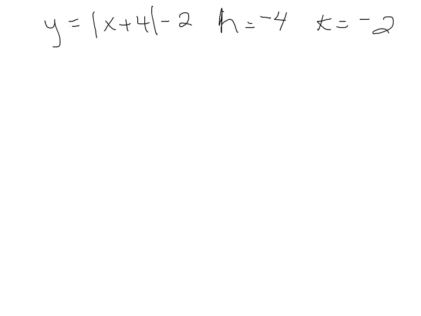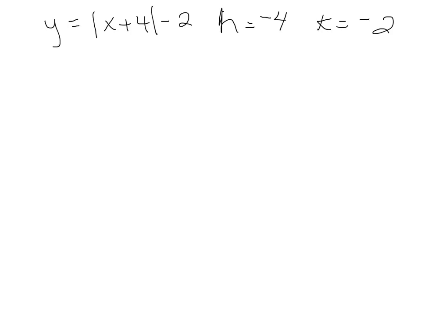So let's do an example. Let's do y equals the absolute value of x plus 4, absolute value, minus 2. So step 1 is to find out what h and k are. So h is equal to the opposite of the number that's in the absolute value. So this is a positive 4, so the opposite of positive 4 is negative 4. k is equal to the same sign that's outside the absolute value. This is a negative 2, so k is equal to negative 2. So the opposite of what's inside, the same as what's outside.